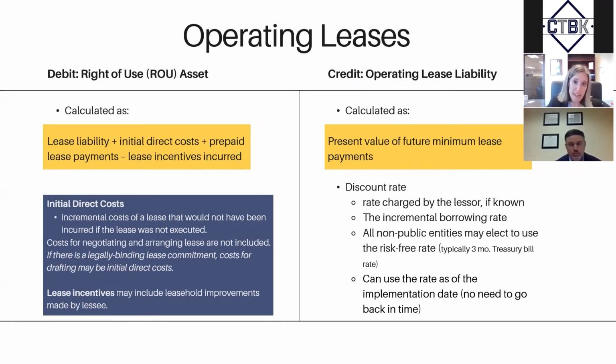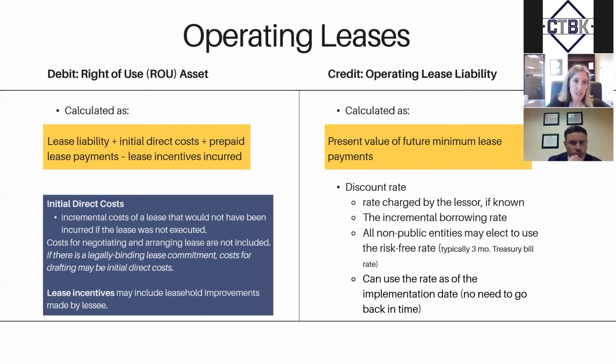If there is no rate in the lease, then you can either use the lessee's incremental borrowing rate or the risk-free rate, which is typically the 3-month treasury bill rate. And you can use that rate as of implementation date. You don't need to go back in time to when that lease originally started.